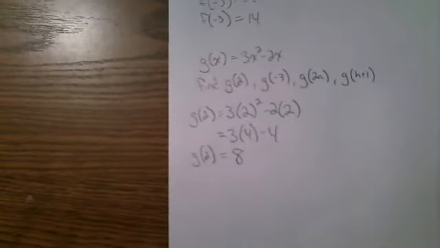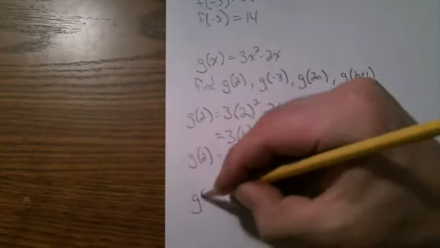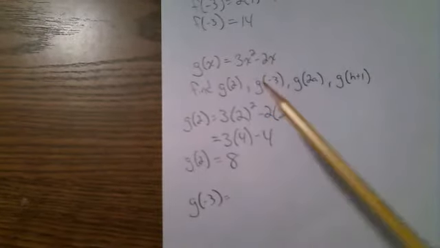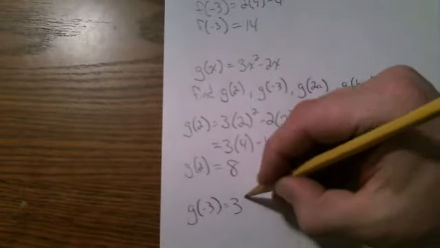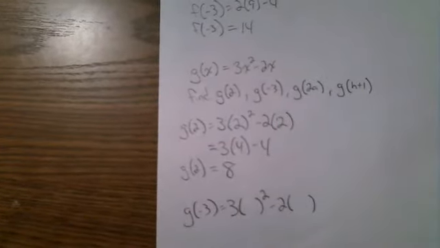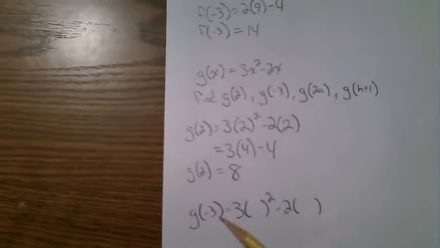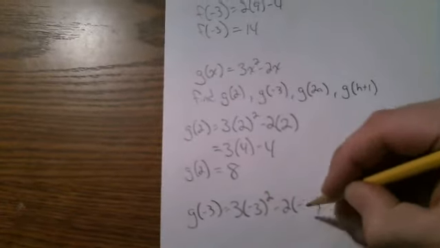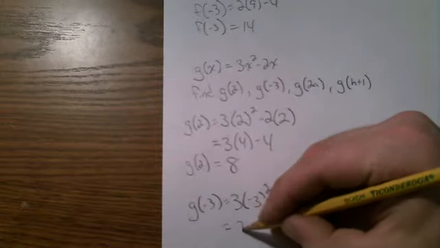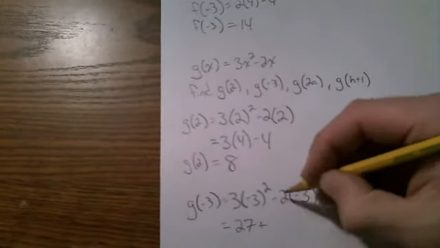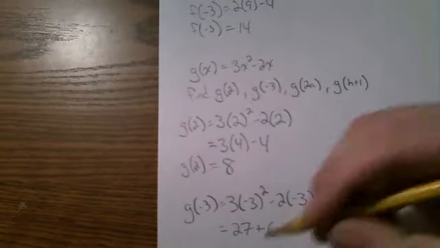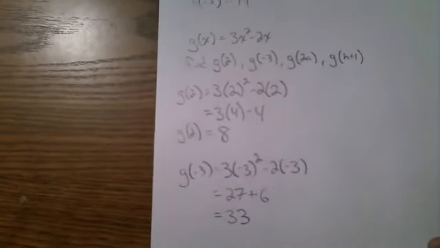Let's find g of negative 3 now. Okay, I'm going to rewrite the rule for g, which is up here. I'm going to say 3x squared minus 2x. And what am I plugging in for x? Negative 3. Let's clean it up. Negative 3 squared is 9. 9 times 3 is 27. Negative 2 times negative 3 is positive 6. Therefore, g of negative 3 is 33.